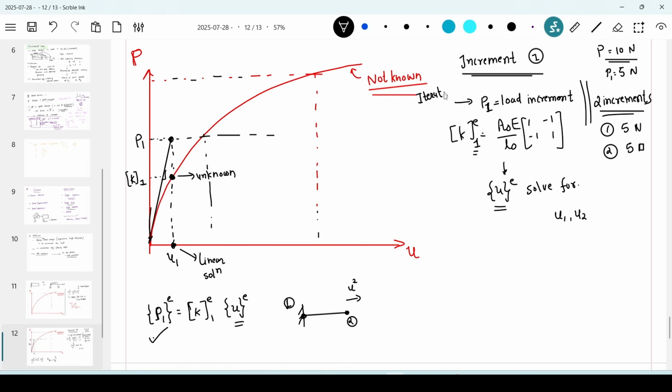Let's check iteration 1. So I am doing iterations now. I have u1 and u2 known, so the x-axis value is known, and I need to find this point. So what is this point? Any guess here? What is this point?